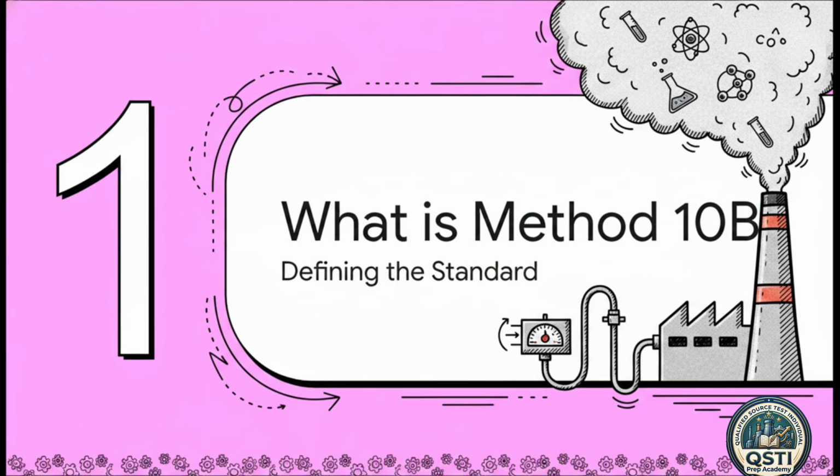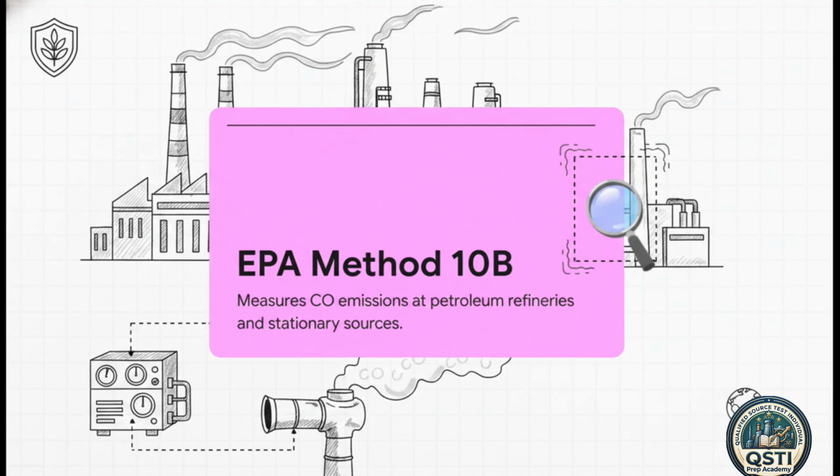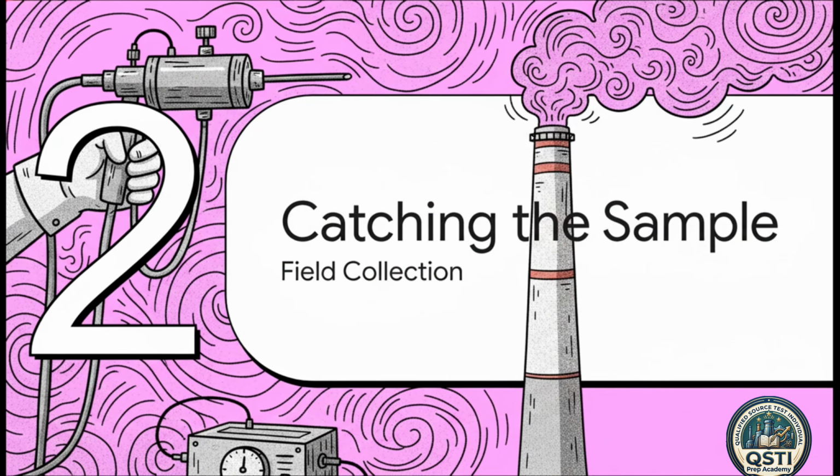All right, kicking things off with Section 1, what exactly is Method 10B? Simply put, EPA Method 10B is the Environmental Protection Agency's precise regulatory playbook for extracting and quantifying carbon monoxide at industrial sites. We're talking specifically about petroleum refineries and other designated stationary sources. So we're not talking about the exhaust coming from your car's tailpipe here. This is about massive, complex industrial operations where measuring an invisible, odorless gas is absolutely critical for both environmental compliance and public safety.